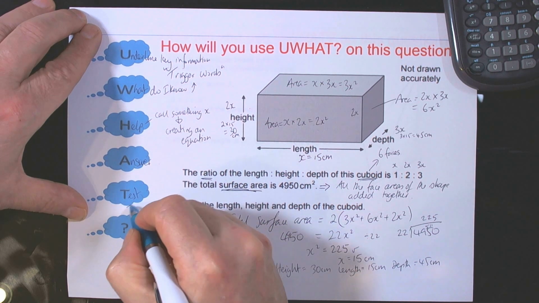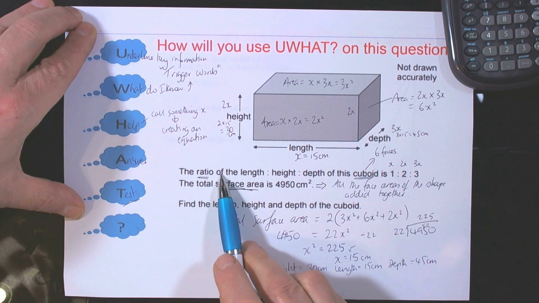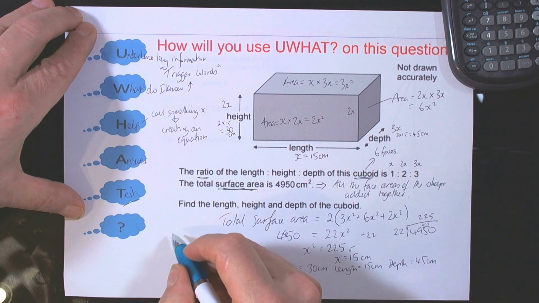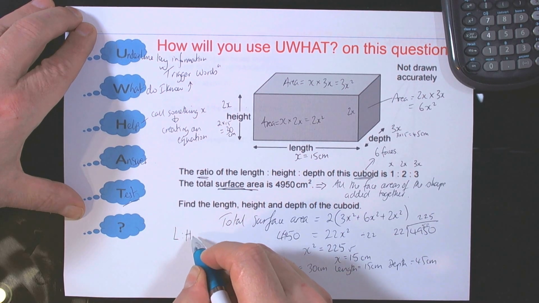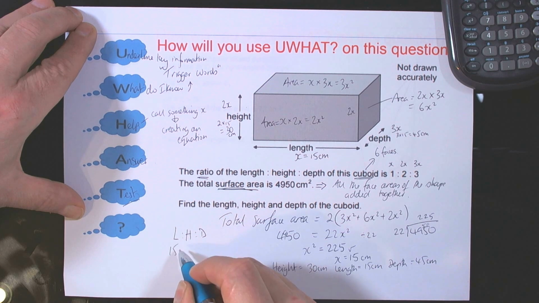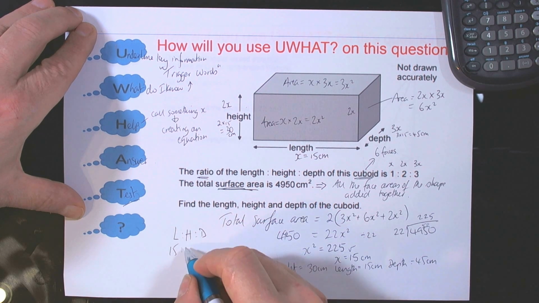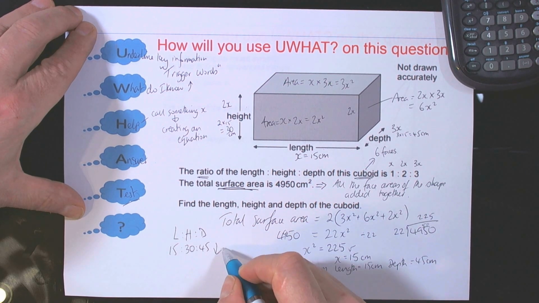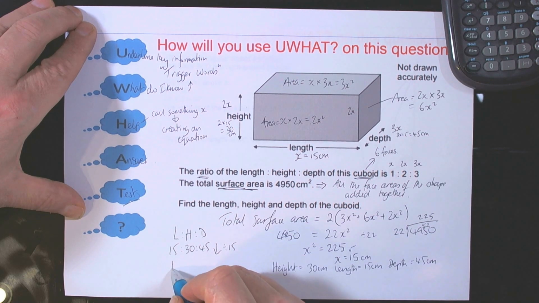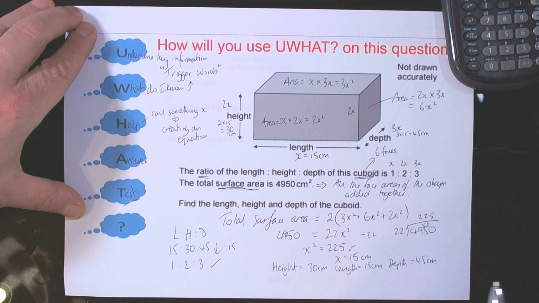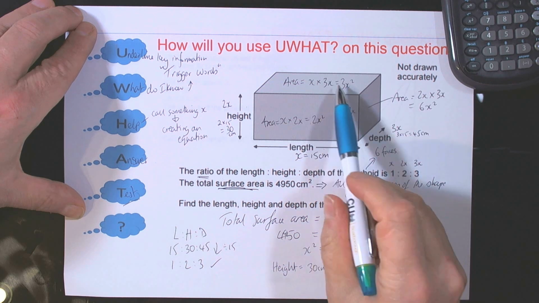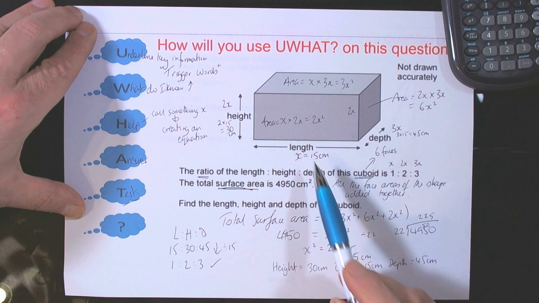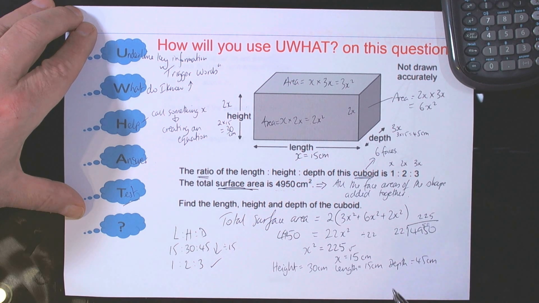Okay, so now we test to see whether our answer is reasonable, and it said the ratio was the length to the height to the depth, so the length was 15, the height was 30, and the depth was 45. And if we simplify this ratio down, then we can divide all of these by 15, so 1 to 2 to 3. So yeah, that seems reasonable because that's what they said the ratio should be. We could go back through and put in all our x values and work out the surface areas and add them all up to get 4,950, but I think there's enough here to show us that we're probably okay.